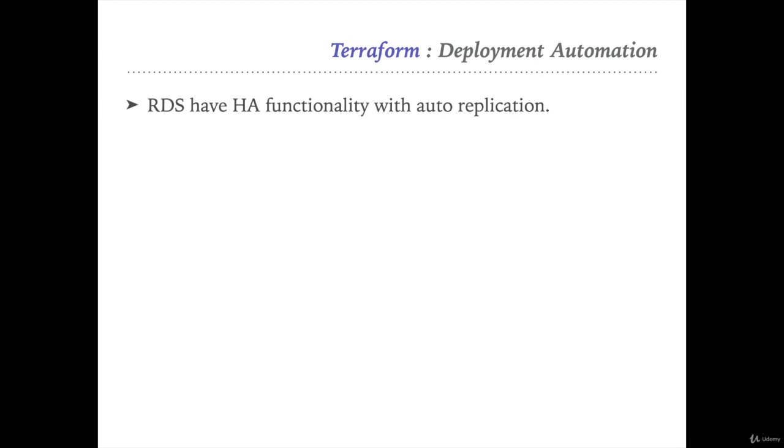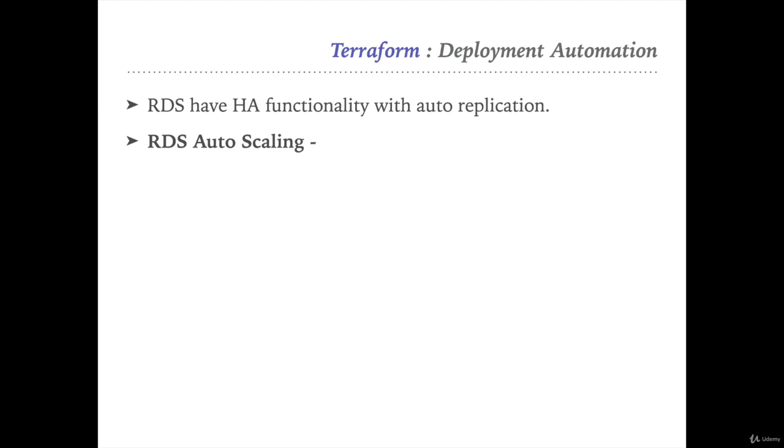RDS has HA functionality with auto replication. As I told you, you will get the recommended option to create the RDS service in high availability mode. High availability mode will basically spin up parallel resources for your RDS service, and in case of the failure of one resource, the other resource will start serving the traffic.